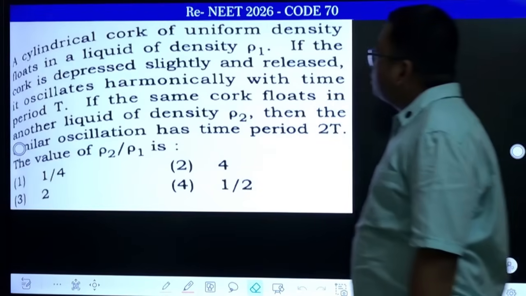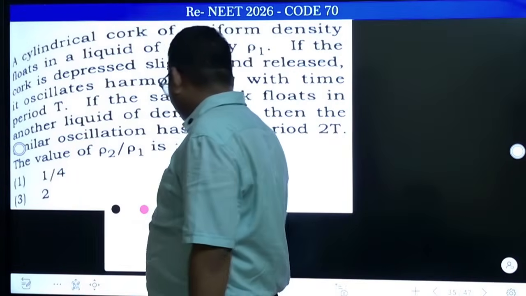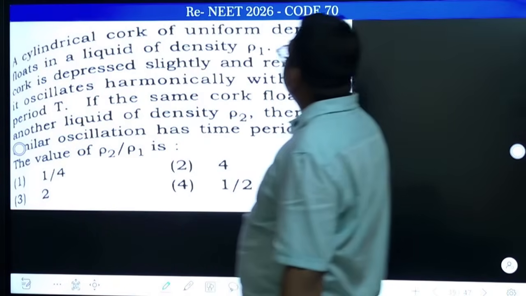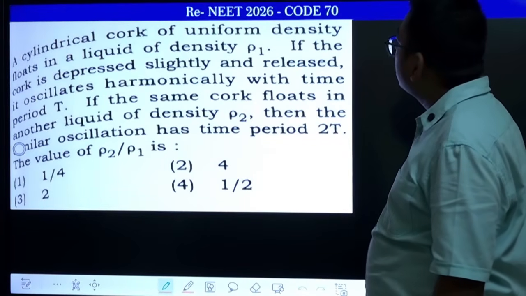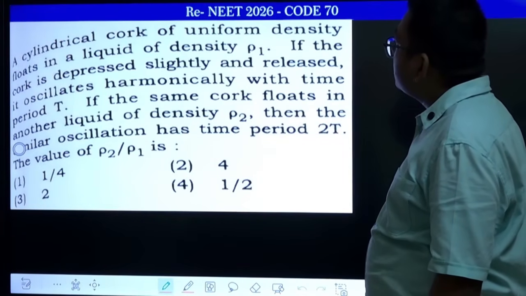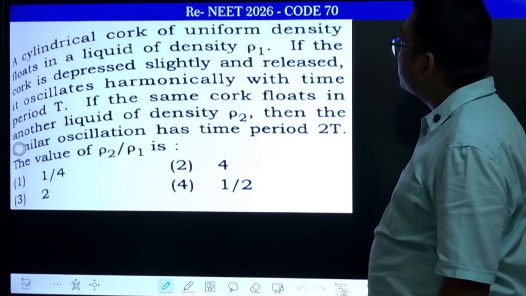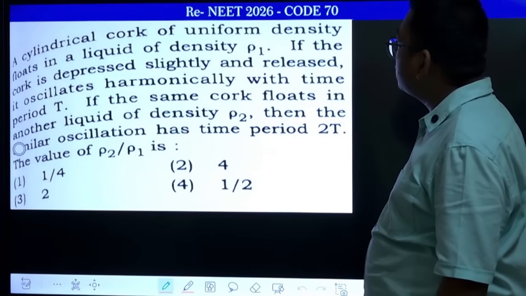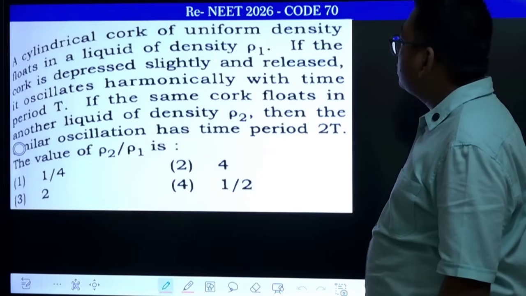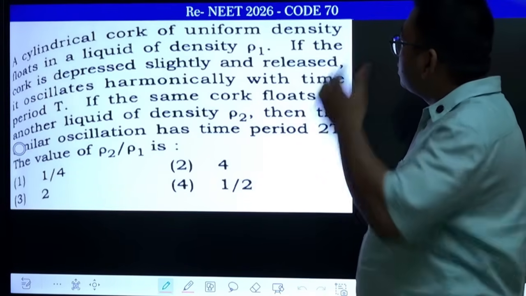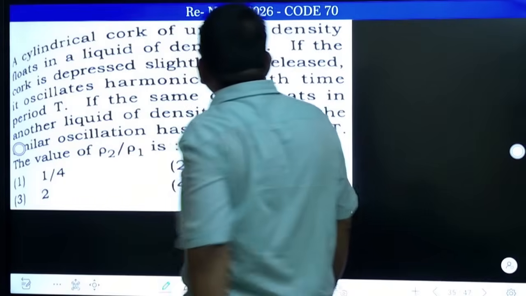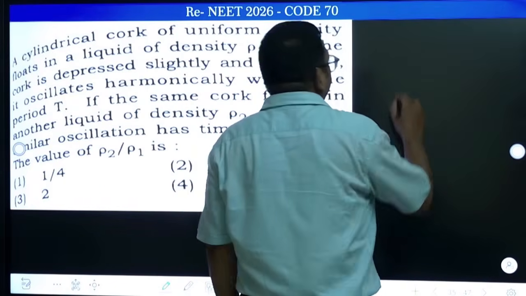A cylindrical cork of uniform density floats in a liquid of density rho 1. If the cork is depressed slightly and released, it oscillates harmonically with time period T. If the same cork floats in another liquid of density rho 2, then the similar oscillation has time period 2T. Find the value of this. So, what does this frequency depend on?